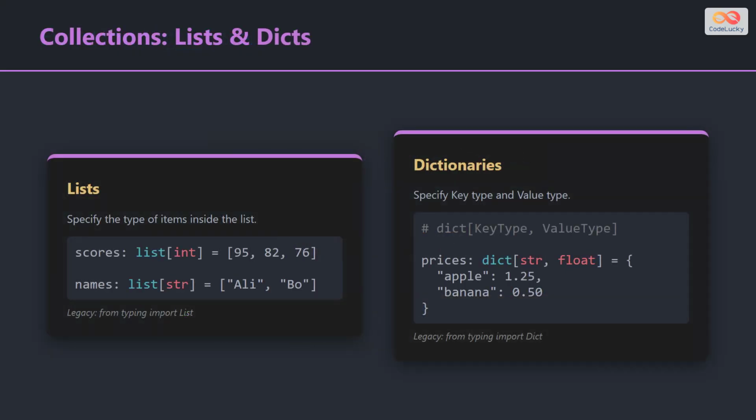For lists and dictionaries, you can be specific about what is inside them. Instead of just a generic list, you can say it is a list of integers. For dictionaries, you can define the type for both the keys and the values.